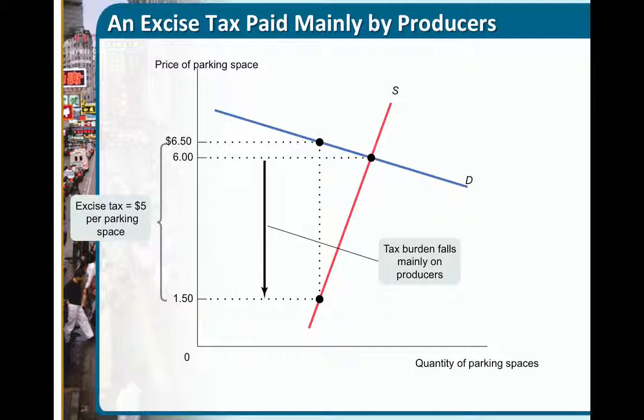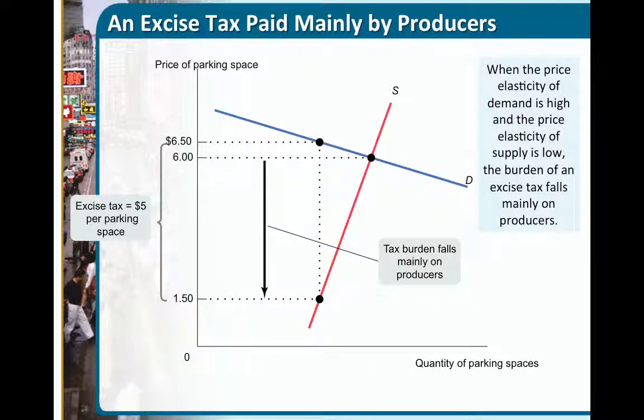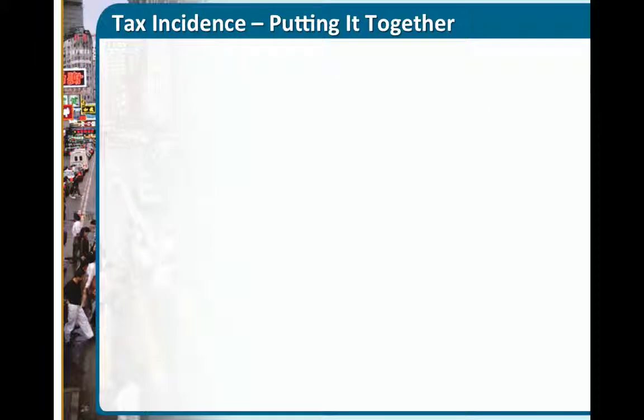So for example, the book gives maybe the parking space downtown has this tax, but there are some other parking spaces within walking distance. So people don't need the parking spaces so much that they have to pay this $5 tax. So when the price elasticity of demand is high and the price elasticity of supply is low, the burden falls mainly on producers, the tax incidence, that is.